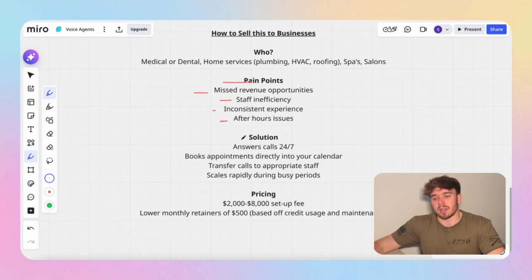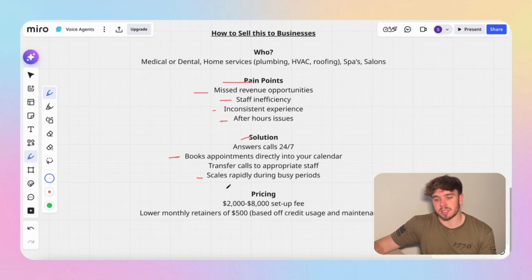So the solution lies here, and this is where you build this voice agent. The voice agent will answer calls 24/7, in the evenings, on Saturdays, on Sundays. It will book appointments directly into a calendar, meaning without you even having to raise a finger, bookings and reschedulings are made completely on autopilot. It will transfer calls to appropriate staff, which is essentially the escalation that we were talking about earlier. And finally, you can scale rapidly during busy periods because you can essentially answer multiple phones at once.